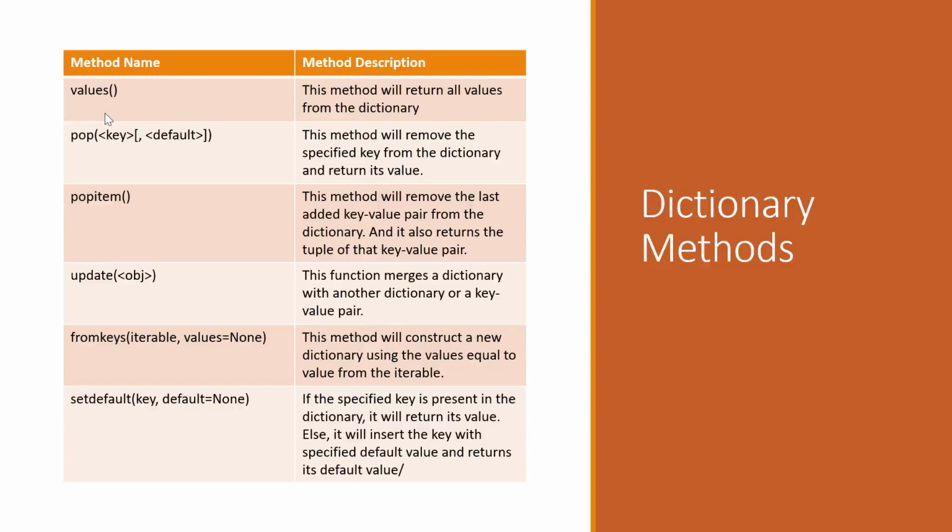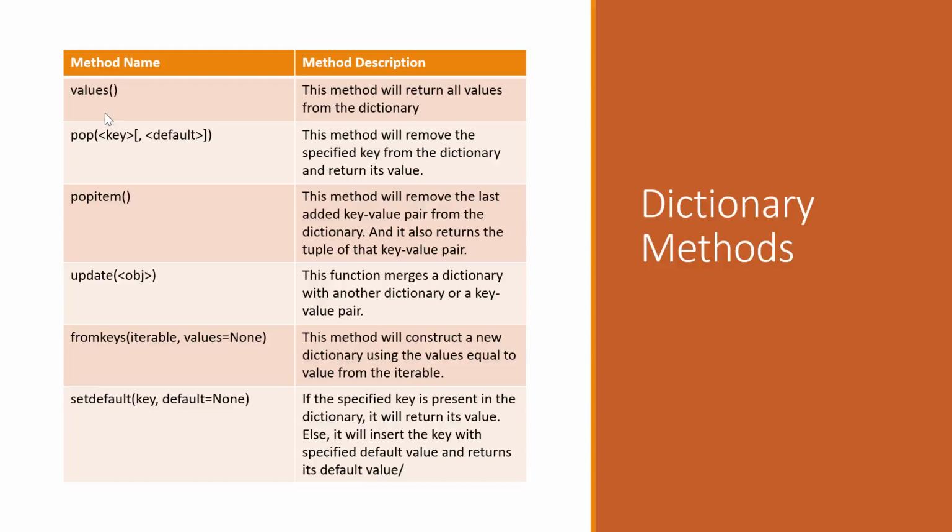After values, we have the pop method. So the pop method will simply remove the specified key from the dictionary and it also returns its value. After this, we have pop item. So this pop item method will automatically remove the last added key value pair from the dictionary and it also returns the tuple of the key value pair. After this, we have the update method. This method is used to merge the dictionary with another dictionary or key value pair.